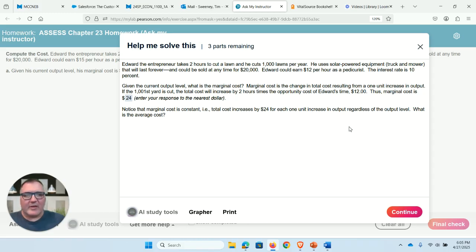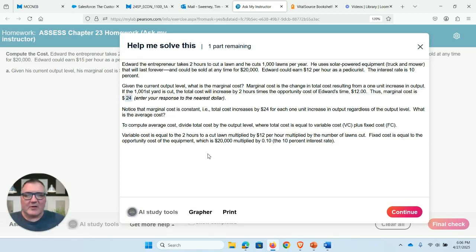Okay, so the average cost is what? The total cost divided by however many you're doing, right? That's how we get average cost. The total cost is equal to the variable cost plus the fixed cost. So your variable cost is equal to 2 hours times 12. That's his variable cost, the marginal cost of the variable cost.